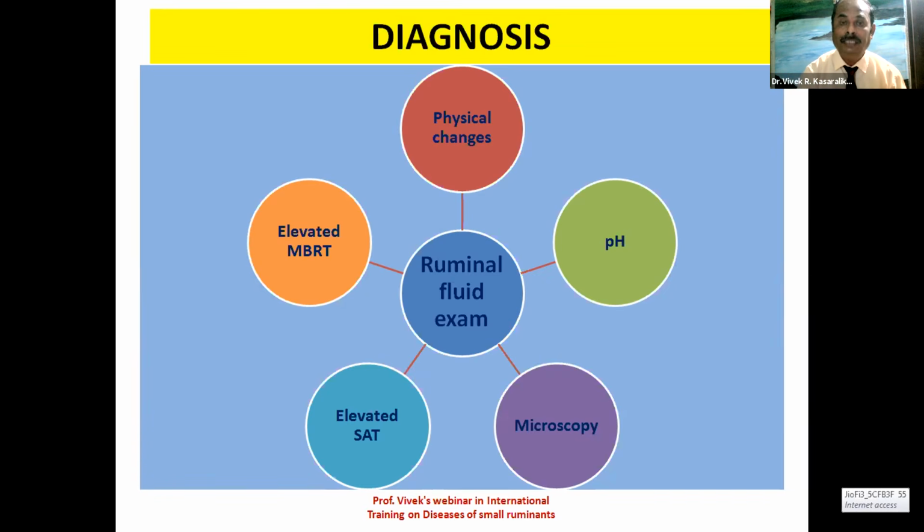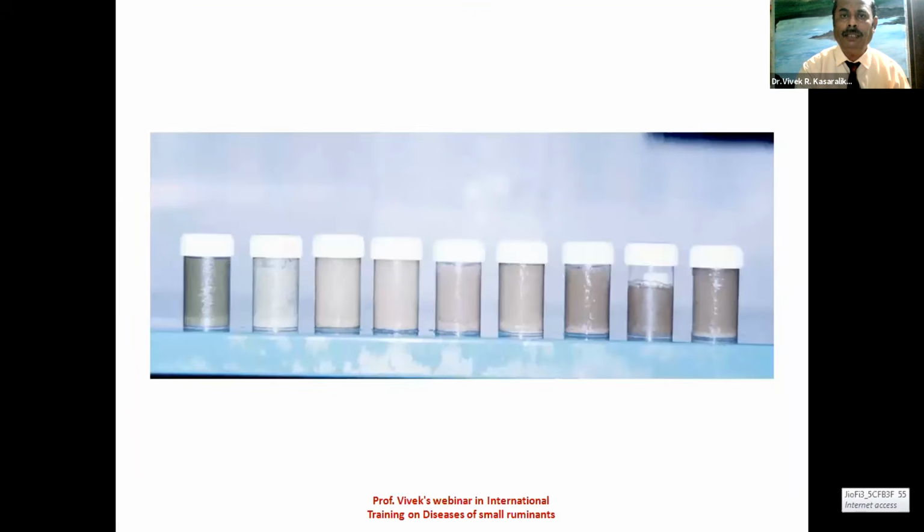It means that the rumen ecosystem has been compromised to such a great extent that no more digestion is taking place in the rumen. So these are some of the simple tests which can be performed on rumen fluid to say that the animal is suffering from ruminal lactic acidosis.